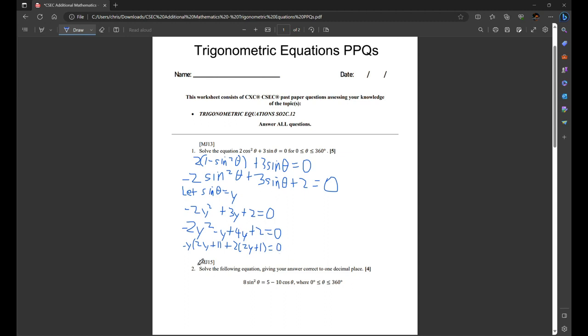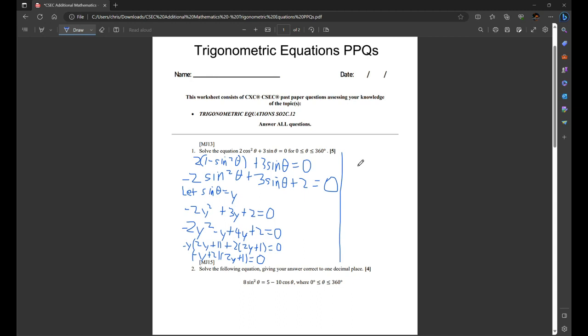Equal to 0. So that means our factors are negative y plus 2 and 2y plus 1 is equal to 0. Okay, so now I'm just going to draw a little column and we're going to work over here.